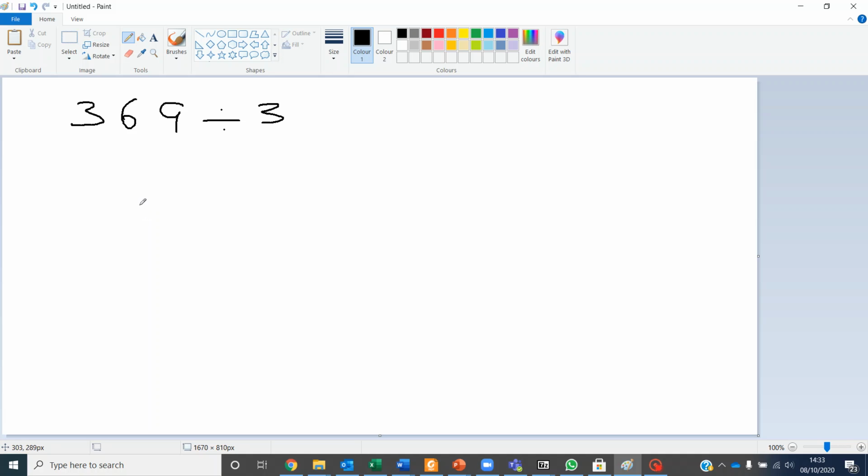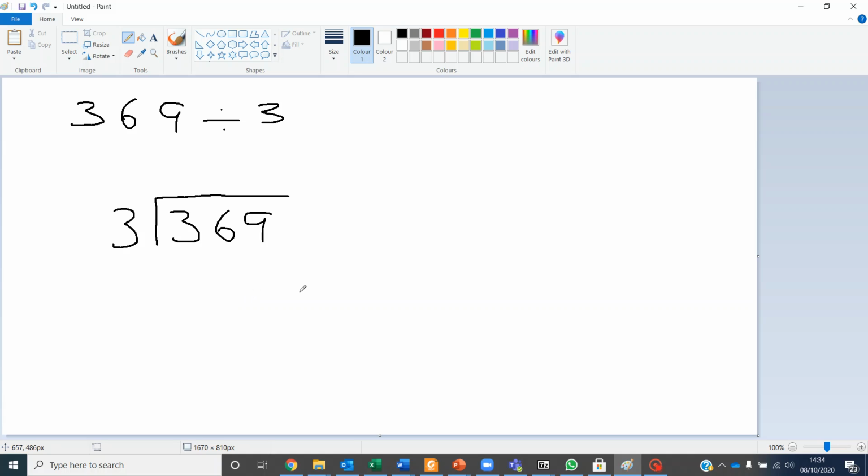I need a method to do this. What you have is called the bus stop method for division. First thing you do is draw a bus stop: one line down and one line across the top for the roof. You put the number that you want to split up into the bus stop, and you put your other number, the one that is doing the dividing, called the divisor, outside the bus stop.